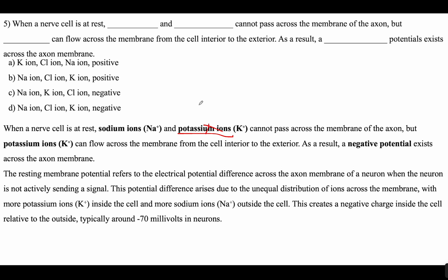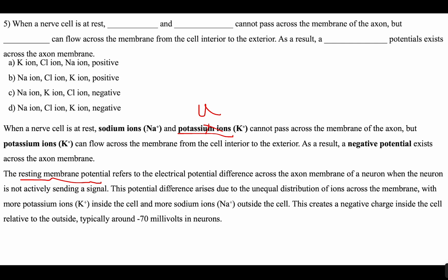The chlorine ion cannot pass across the membrane, but the potassium ion can flow across the membrane from the cell interior to the exterior. As a result, a negative potential exists across the membrane. Now, the resulting resting membrane potential. So this particular situation is known as the resting membrane potential.